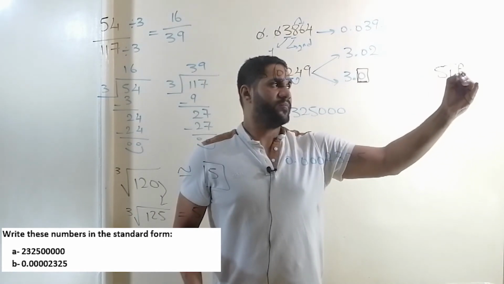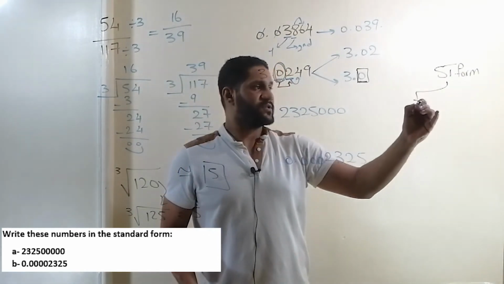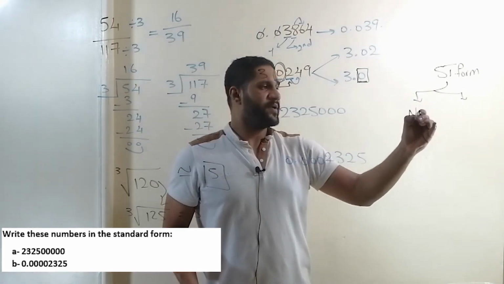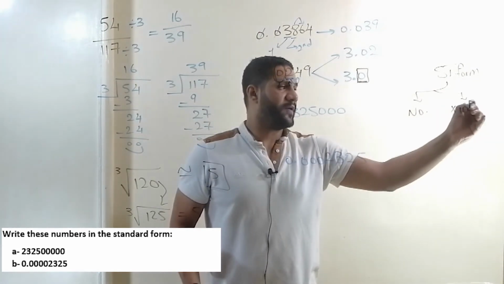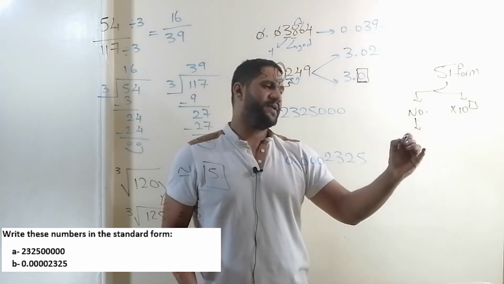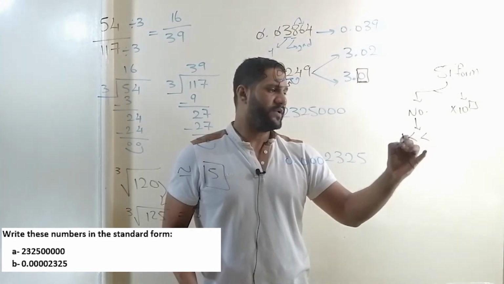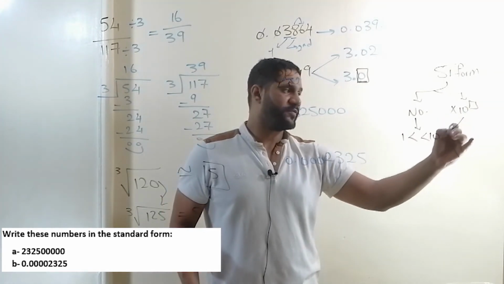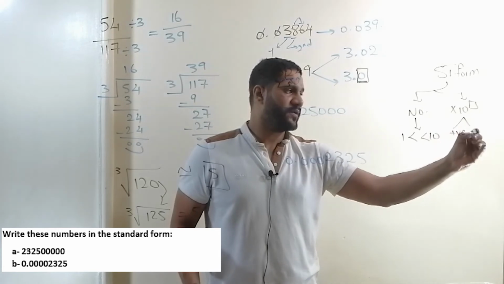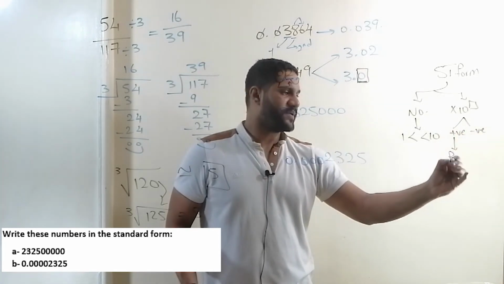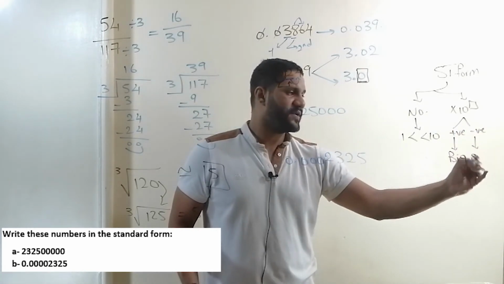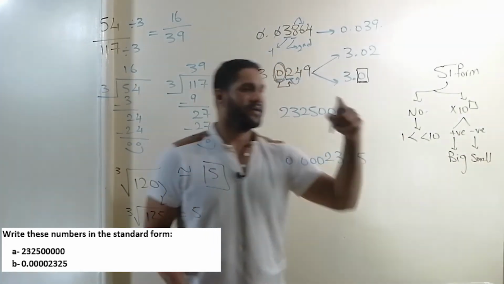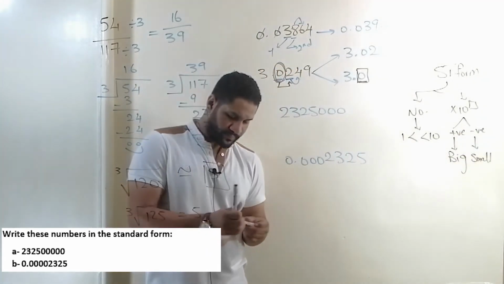So the standard form consists of two things: a number and times 10 with a power. This number must be between 1 and 10, and the power of 10 may be positive or negative. Positive if the number is big, negative if the number is small. Okay, let's look at the example.